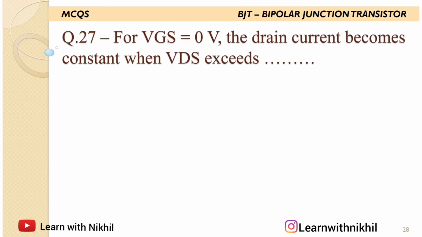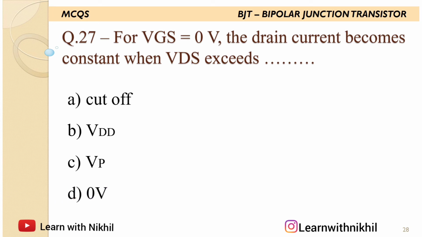Next question. For VGS equal to 0 volts, the drain current becomes constant when VDS exceeds: A. Cutoff, B. VDD, C. VP, or D. 0 volts. And the answer is VDS exceeds VP, that is pinch off voltage.